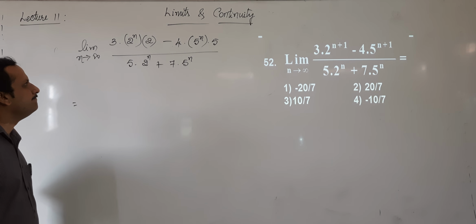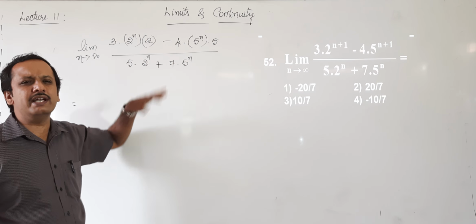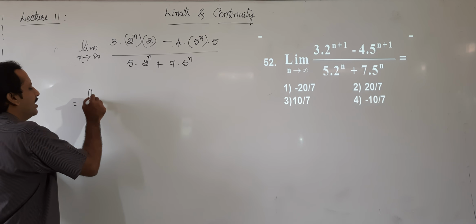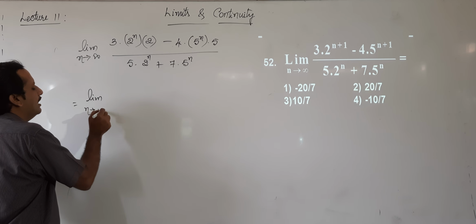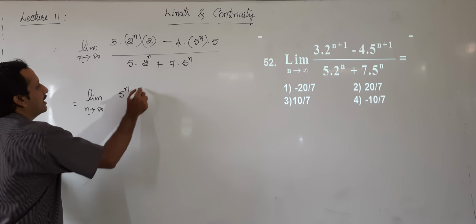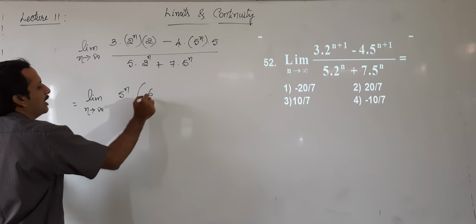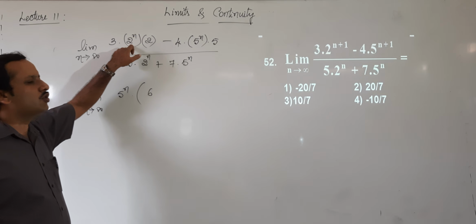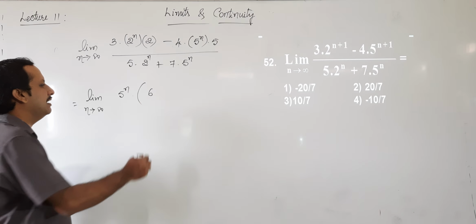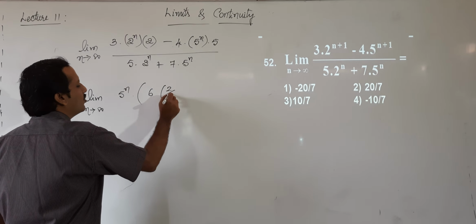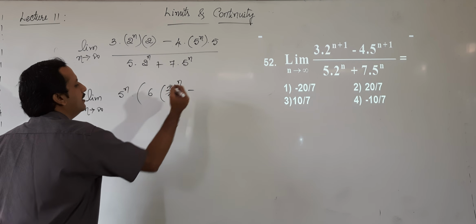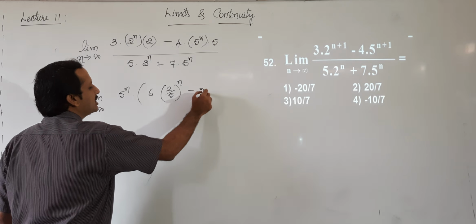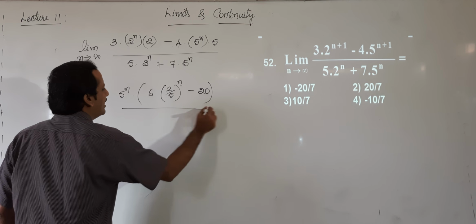Now, here in the numerator, I will take 5 power n as a common factor. We have limit n tends to infinity. I will take 5 power n as a common factor. The 3 into 2, 6 will remain. Say from this I have taken 5 power n as common. So 2 power n by 5 power n will remain. I will write that as 2 by 5 whole power n. Minus, here 5 power n I have taken out of 4 into 5, that is 20 divided by.